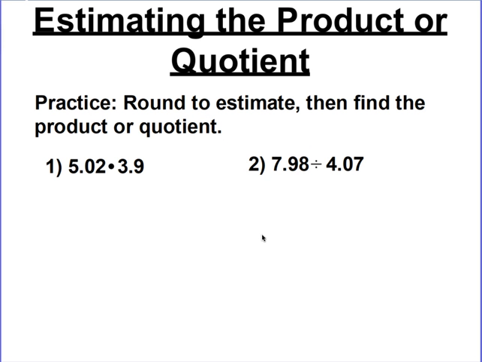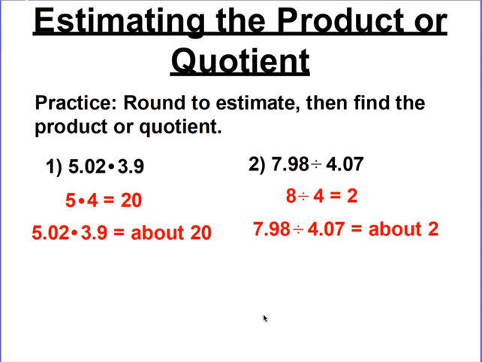Why don't you try estimating these two problems here? Hit pause, estimate, try to get an answer, and then see if your estimate is close to mine. What I did here in question 1 is estimate 5 2/100 to 5 and 3 9/10 to 4. And I multiplied 5 times 4 to get 20. So the product that I found as an estimate is 20. So 5 2/100 times 3 9/10 is about 20.